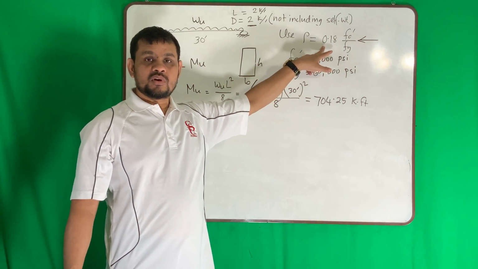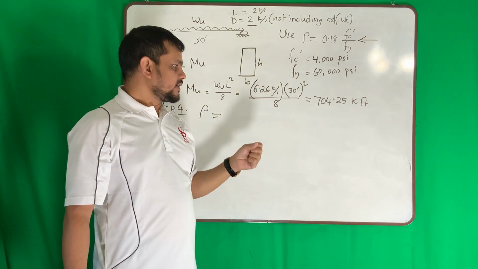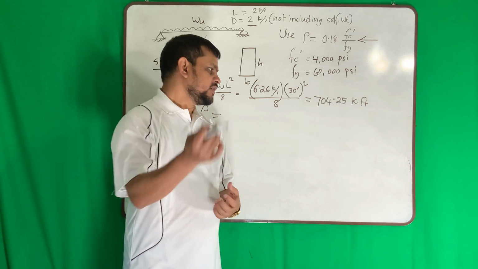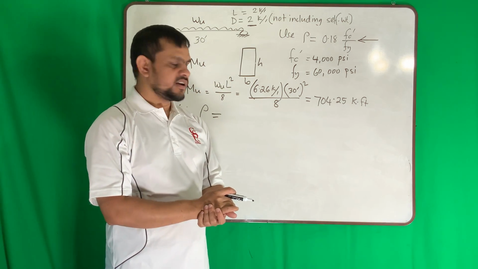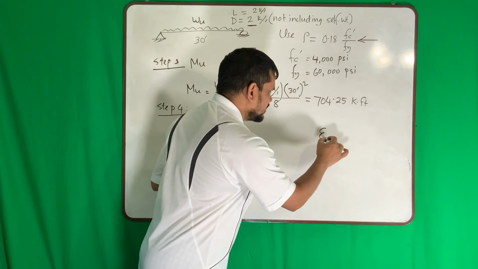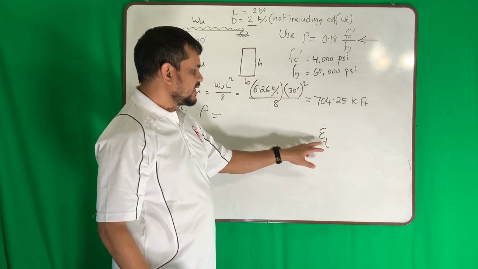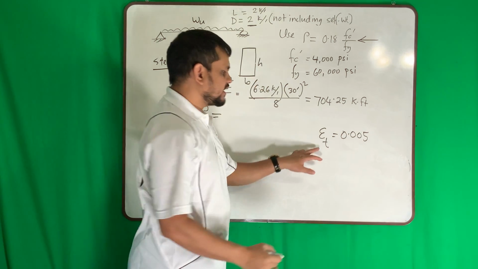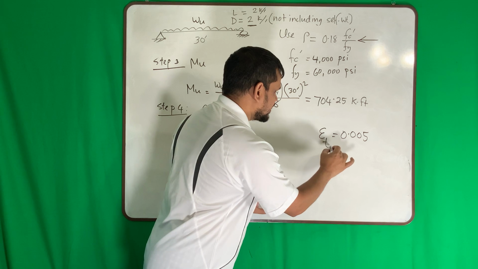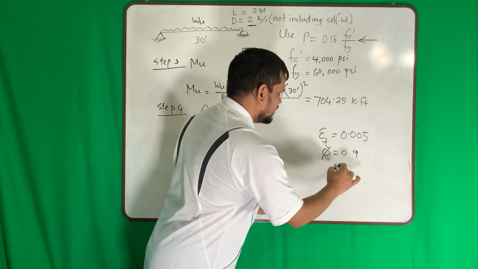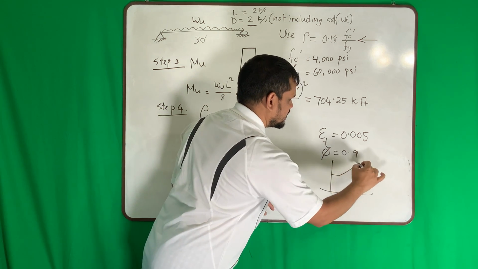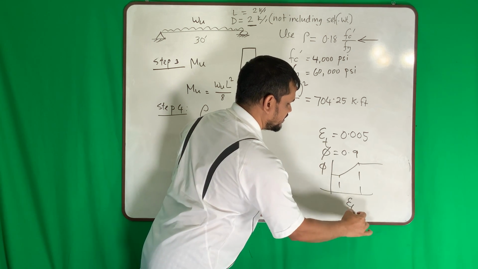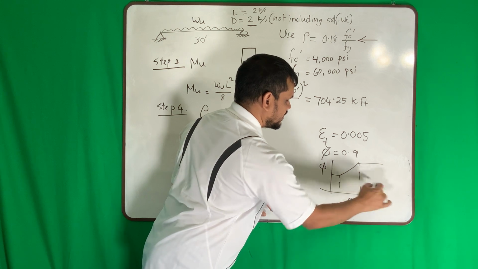We have to check whether we are using a rho that will give us a ductile section. If you remember several lectures earlier, I told you that in reinforced concrete, the tensile strain should be at least 0.005. In that case, my section will be ductile, and phi is 0.9. If you remember this, this is phi, this is epsilon T, this is 0.005.